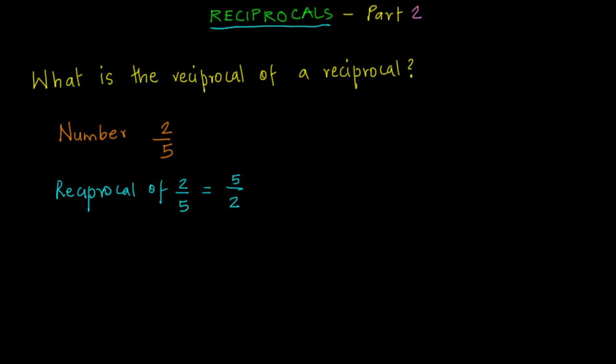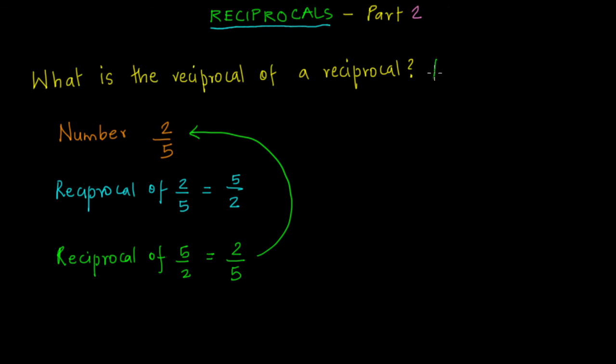And now we have to find the reciprocal of this reciprocal, 5/2. So let me write that again. The reciprocal of 5/2. Again, we follow the rule of switching the numerator and the denominator. So the reciprocal of 5/2 is 2/5, which is the number itself. So the reciprocal of a reciprocal is the number itself.